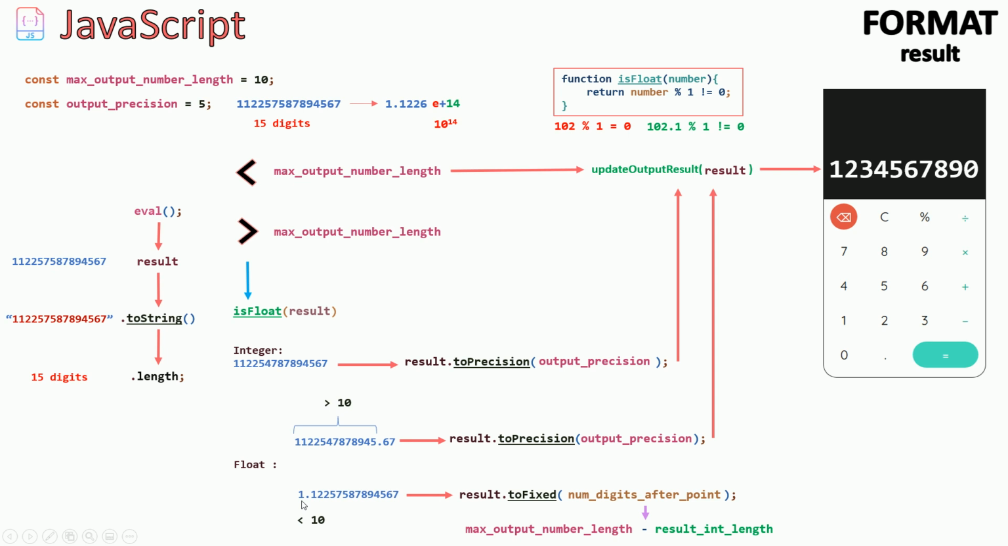In this case, it's 1. The length is how many digits are there. In this case, there is just 1. So for example, in this example, we have here 10 minus 1, which means 9. So we're going to show 1 here, and then after the dot, we're going to show 9 digits.